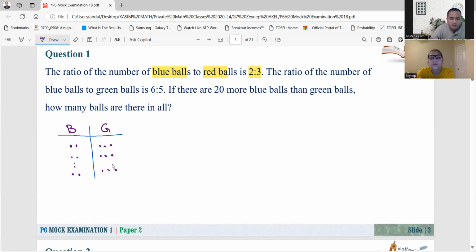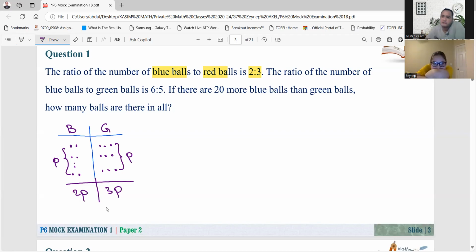So in general, how do you write this? 2 to 3 means that if I have P groups of 2, then here we must have the same number of groups, also P. So if we have 2P blue balls, then we need to have 3P green balls, because the ratio is 2 to 3.